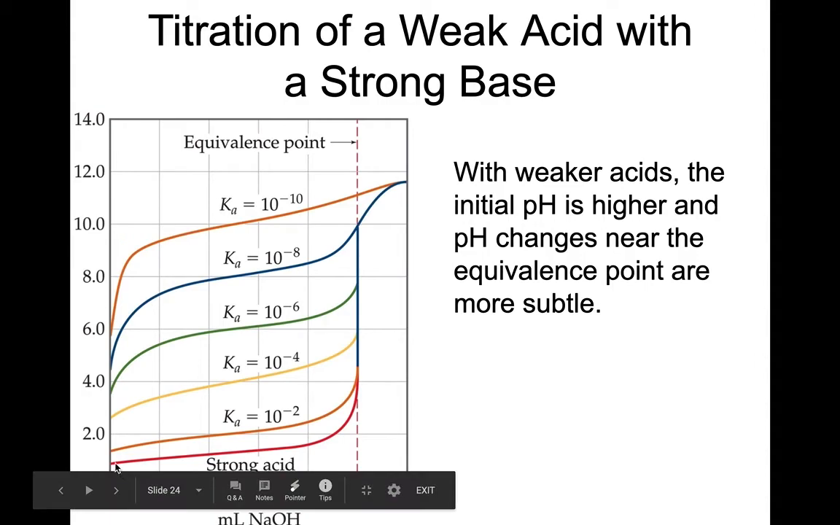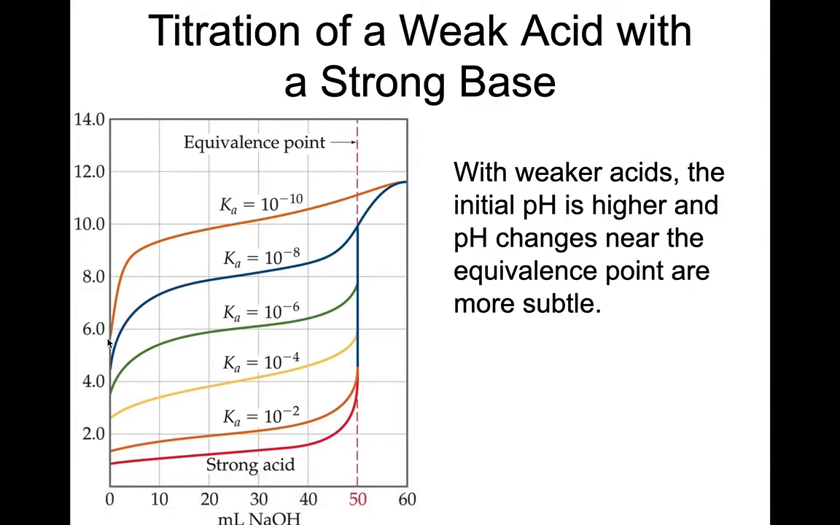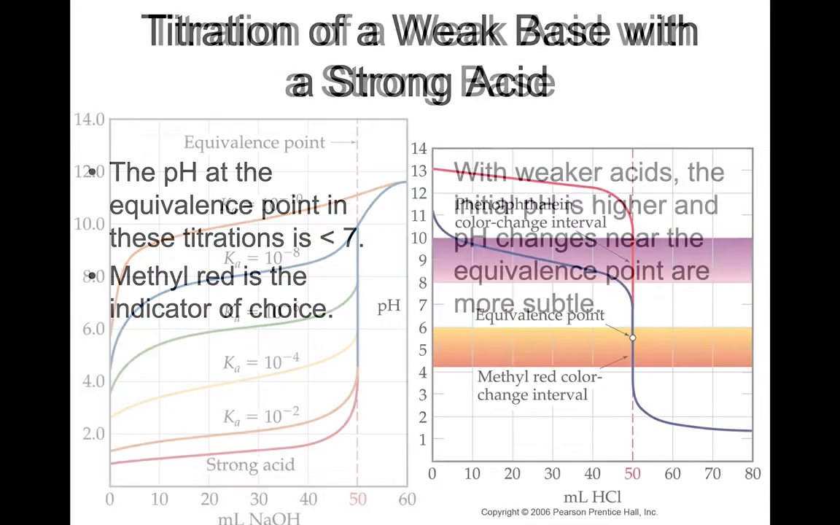Here at the strong acids, we've got a very low starting pH. It increases slowly until we near the equivalence point, and then it really jumps. But as we get to weaker and weaker acids, this starts to get less sudden, less drastic. Here with the very weak acid, we've got actually a fairly rapid increase in pH here at the beginning, which then levels off as we head towards the equivalence point.